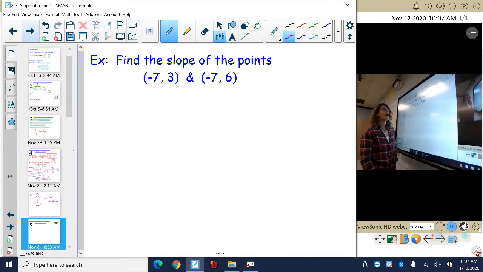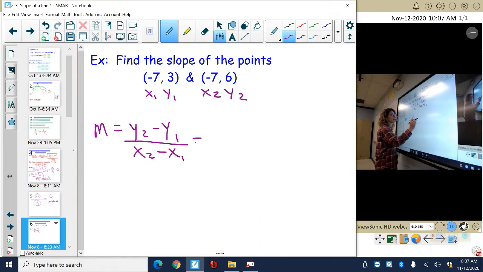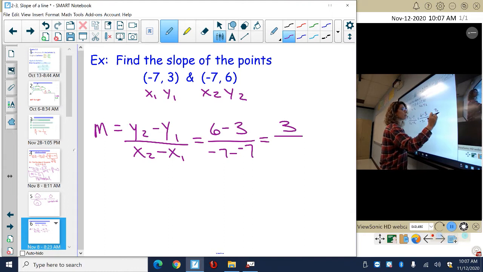Next, find the slope of the line. So let's label it x1, y1, x2, y2. Write your slope formula. And plug and chug. 6 minus 3, negative 7 minus 7. 6 take away 3 is 3. A double negative is a positive. I have 3 divided by 0.